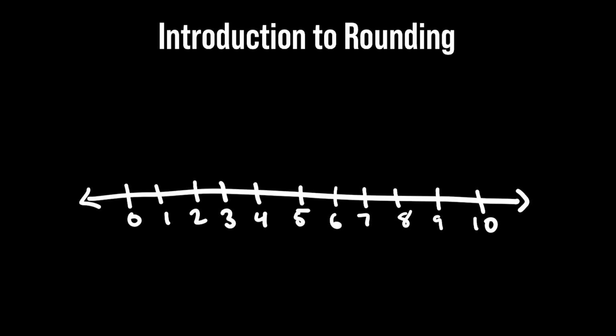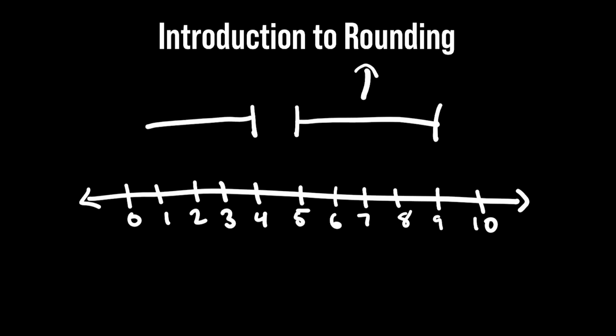Here's the number line. The number line can be used to help understand how rounding works. So any number from 5 all the way to 9, we round up, while any number from 4 to 1, we would round down. And when you round up, you round to the nearest 10, and when you round down, you round to 0.